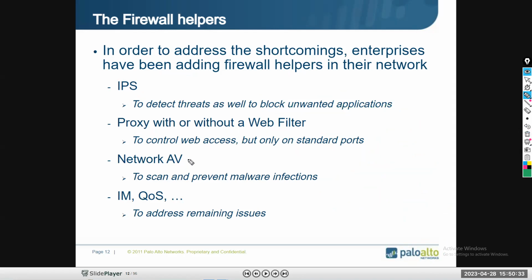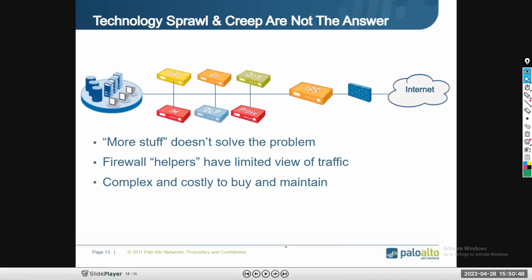Same thing, like your network, to scan and prevent the malware infections, and quality of service to address the remaining issues. So this is the basic application he is talking about. In the organization, this is the internet, this is the firewall, the IPS device will be there, and the quality of service, URL, IAM, DLP, proxy. So most of this does not solve this problem.